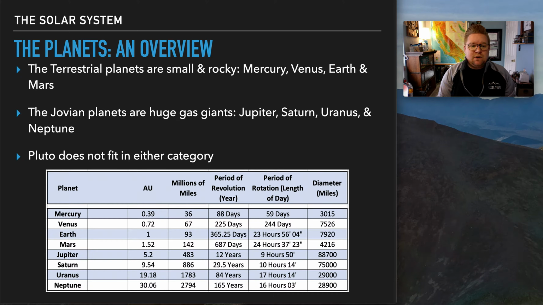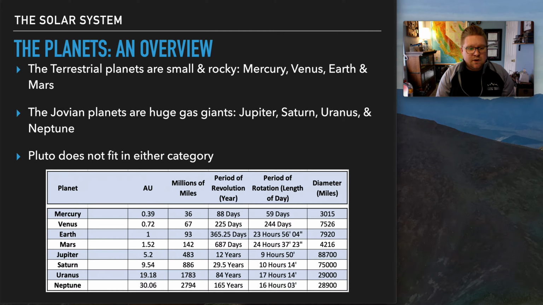Obviously, Pluto does not fit either of these categories, and we'll talk more about Pluto later. Yes, it is made out of rock. It is about a third covered in ice, but its size is the problem that we have now, and we'll talk more about that later.